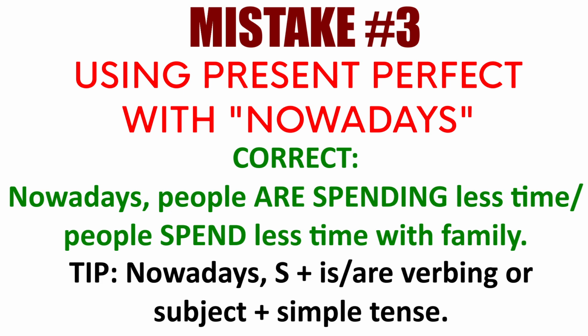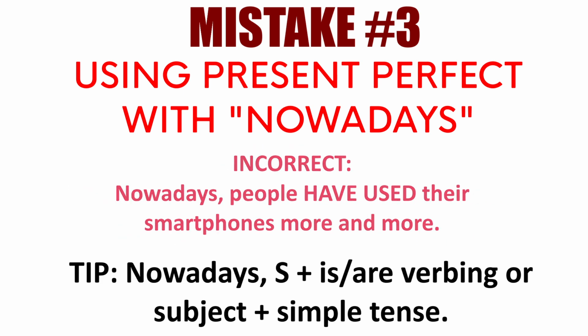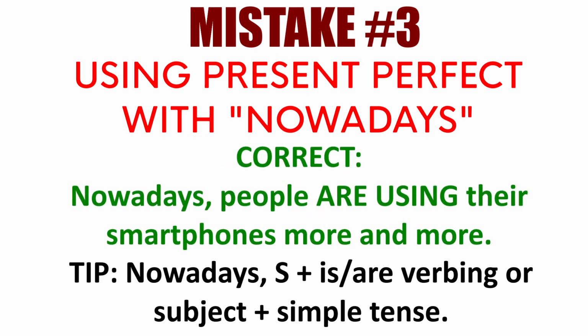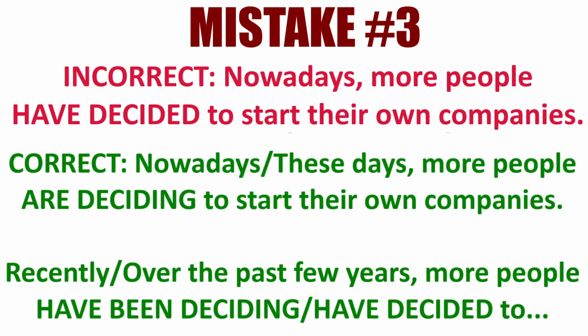Just present continuous. Another example of an incorrect sentence, nowadays people have used their smartphones more and more. Do not use present perfect with nowadays. Better, nowadays people are using their smartphones more and more. If you want to use present perfect, better options are recently, over the past few years, in the past few years, for the past few years. Those can all work.